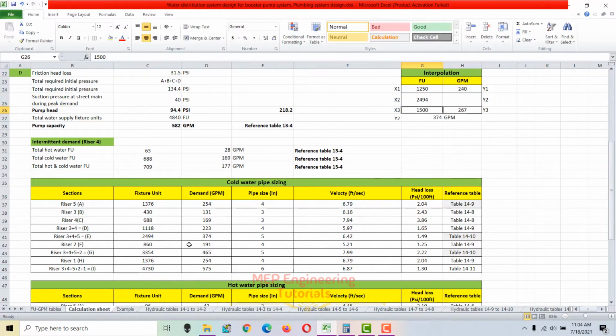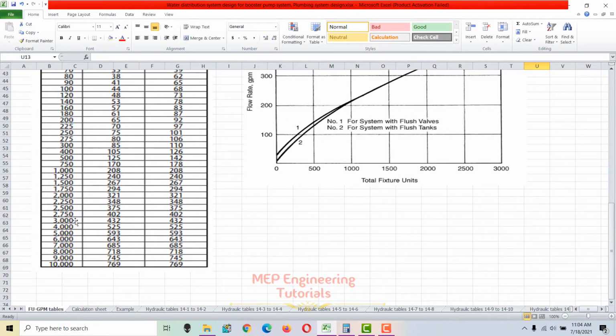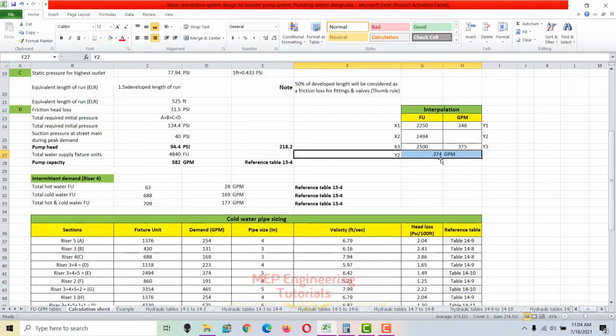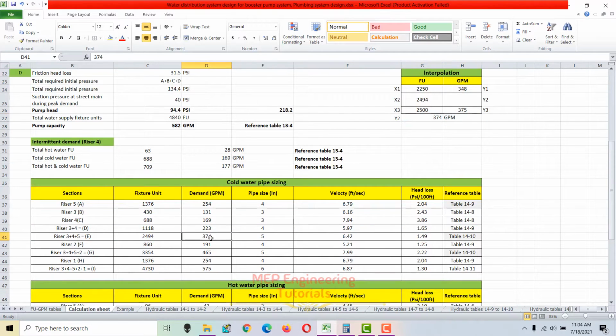For 2494, if we go here and check, we have 2250 and 2500. So at 2250 fixture units, the value is 348, and at 2500 fixture units, it is 375. So how much is the GPM calculated if we have a fixture unit of 2494? Using the interpolation formula, the calculated GPM is 374 GPM.